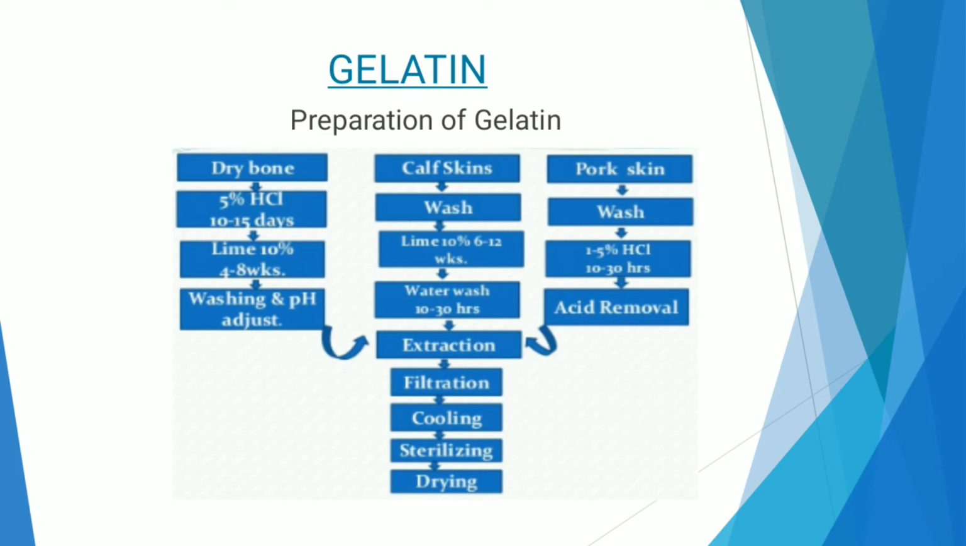Then for calf skin, initially the calf skin is washed, then 10% lime is added and stored for 6 to 12 weeks. Then it is water washed for 10 to 30 hours. The remaining processes are the same, that is extraction, filtration, cooling, sterilization and drying. And for pork skin, the skin is washed, then 1 to 5% HCl is added and it's stored for 10 to 30 hours. Then acid removal is done, and then the same process of extraction, filtration, cooling, sterilization and drying is carried out. So this is how gelatin is prepared.